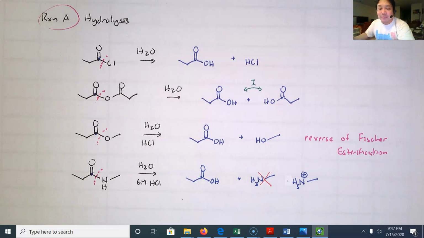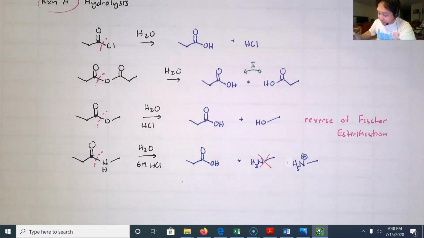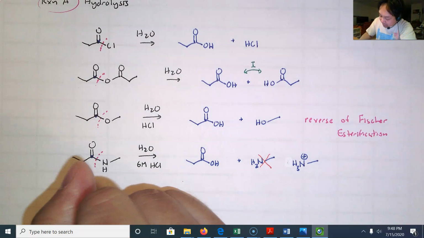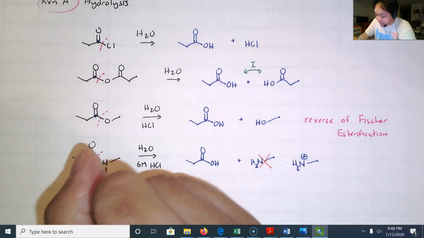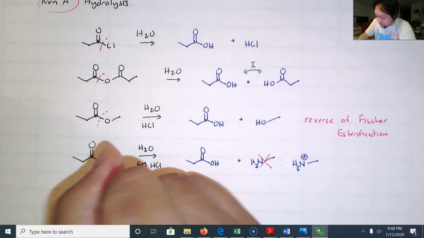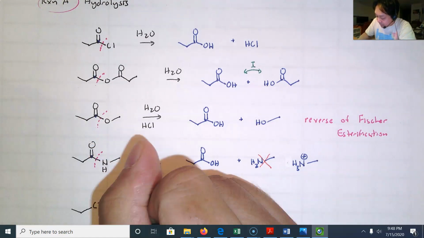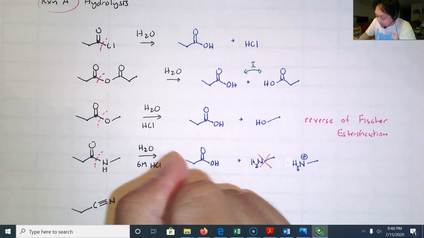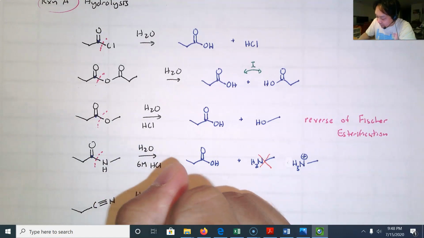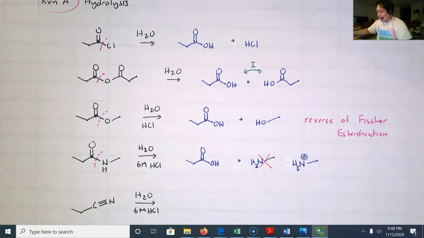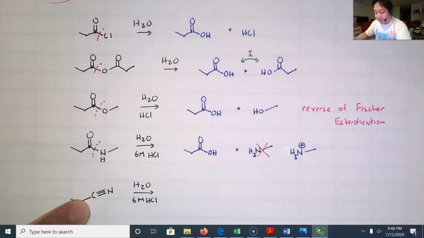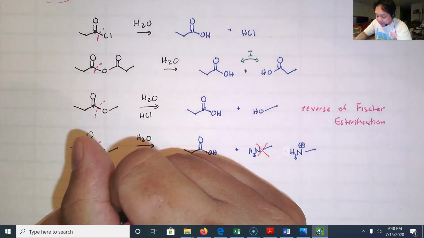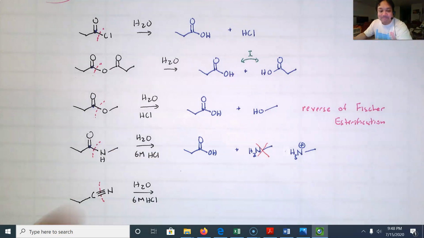Actually, let's take that 5th beetle, right? The nitrile. Nitrile is also pretty stable. And I'm going to use, again, 6 molar HCl. Where do I cut? Where's my pink line? Well, my dot actually is this carbon. So the pink dotted line is next to the dot.